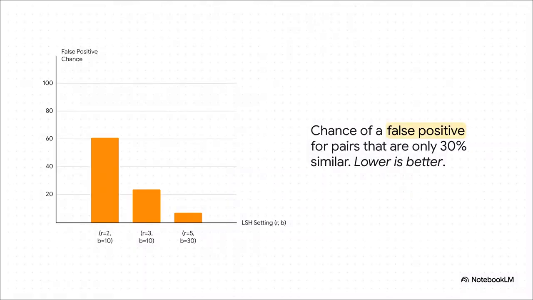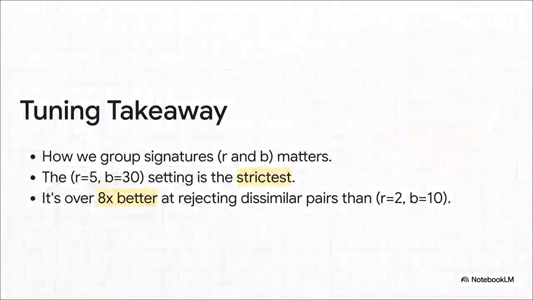This chart shows you that control in action. It's amazing. It shows the chance of making a mistake, a false positive, for 3 different settings. Look, if you use a lenient setting, your error rate is over 60%. Not great. But just by tweaking those parameters, making them stricter, boom, you can crush that error rate all the way down to just 7%. So what's the bottom line here? It's that how we structure these comparisons, it matters a lot. That stricter setting isn't just a little bit better. It is more than 8 times better at correctly rejecting pairs that aren't actually that similar. We have very precise control over the outcome.